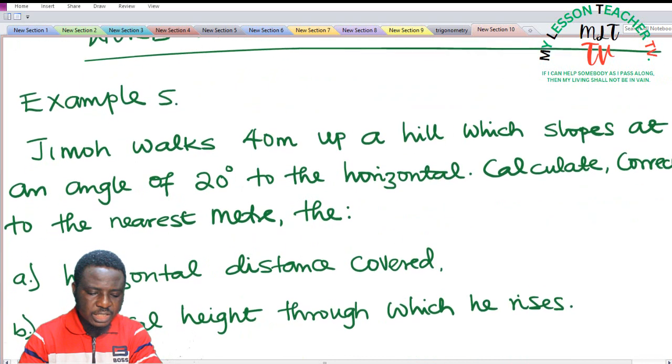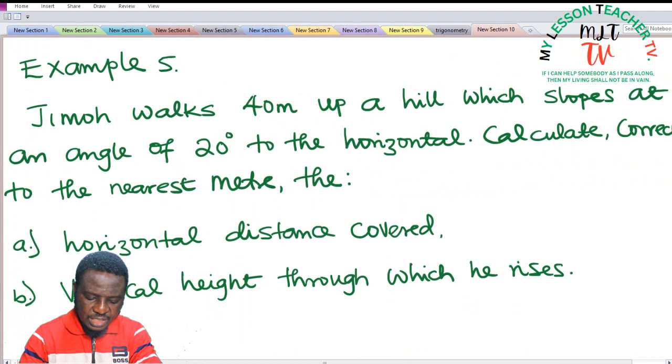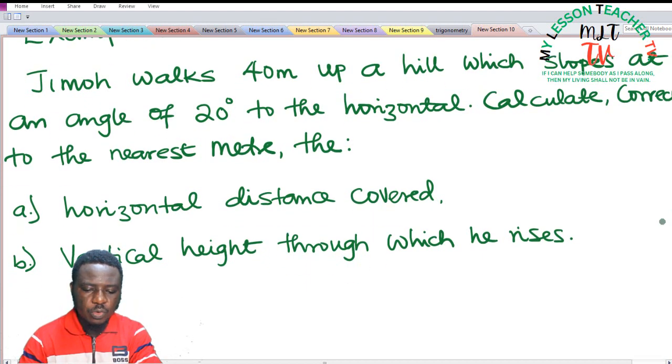Question 5: Jimo walks 40 meters up a hill, which slopes at an angle of 20 degrees to the horizontal. We should calculate, correct to the nearest meter, A, the horizontal distance covered, and B, the vertical height through which he rises. So we shall represent this question using a right angle triangle and try to identify what we are asked to find. With the knowledge of our trigonometry, we shall be able to solve this.